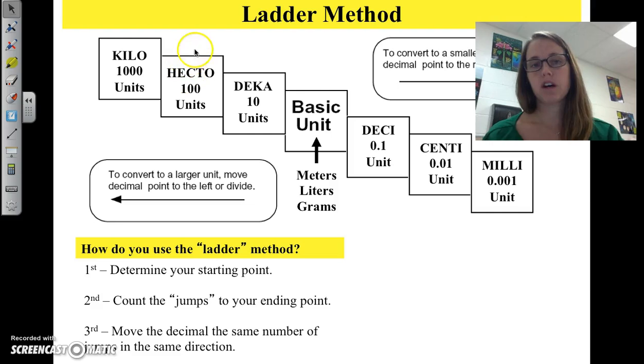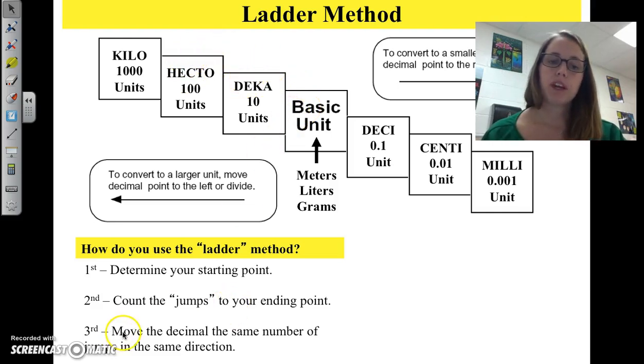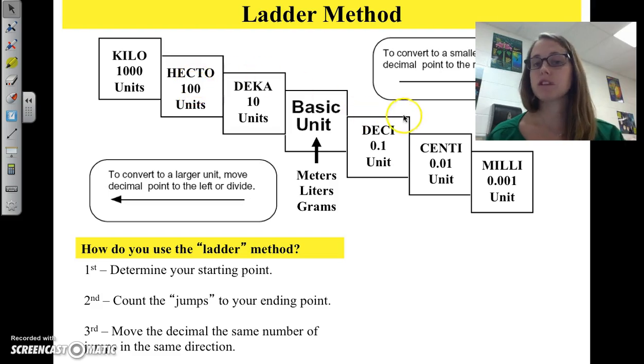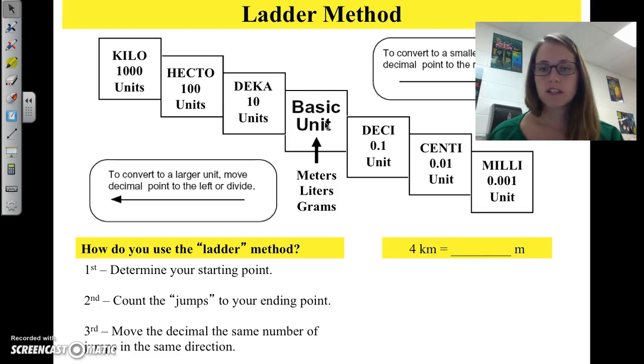So we would count 1, 2, 3 jumps. Then when we get to that point, we're going to move the decimal the same number of jumps in the same direction that we either bounced up the ladder or we bounced down the ladder, depending on the problem that we're doing. So here's an example.